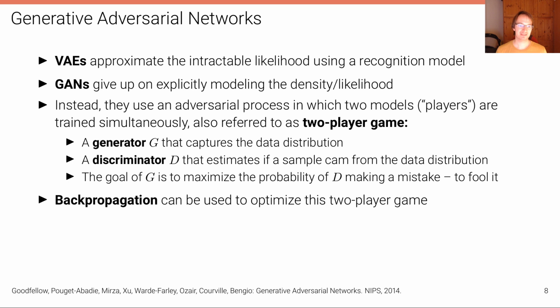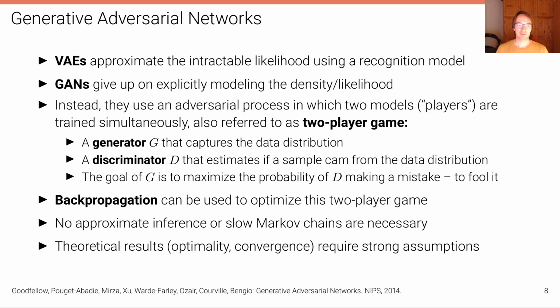The nice thing about GANs is that they only require backpropagation for training. So backpropagation can be used to optimize this two-player game, in contrast to many other generative models that require more sophisticated algorithms. As such, there is no approximate inference required, or no slow Markov chains that have mixing issues are typically necessary. And there are some theoretical results regarding optimality and convergence that we'll touch upon today also. But those require strong assumptions, as we will see.